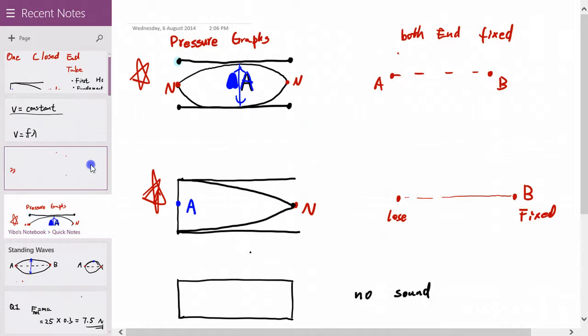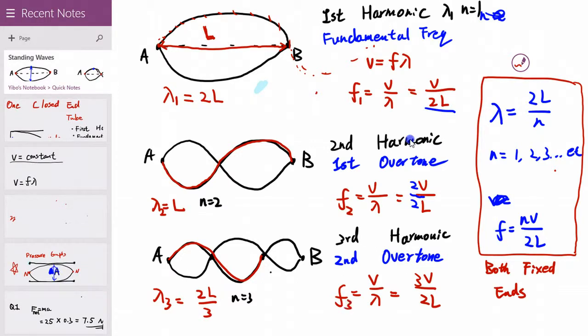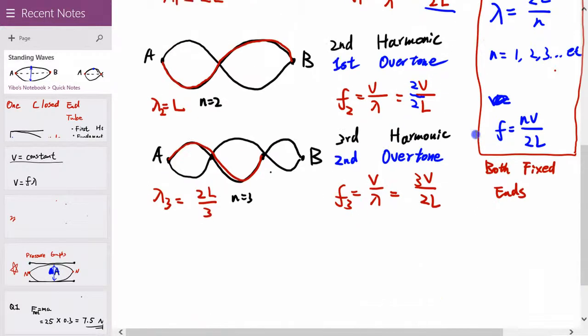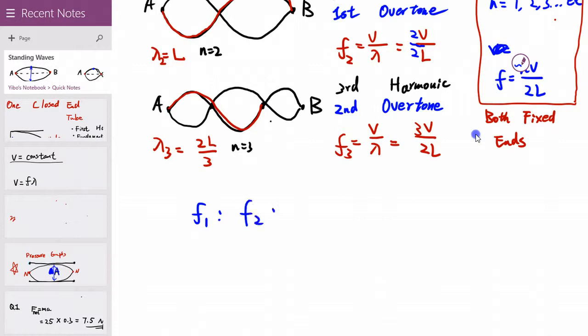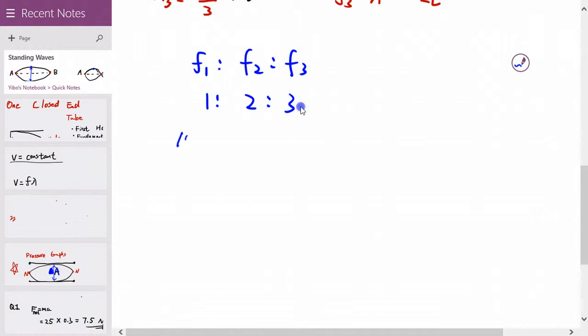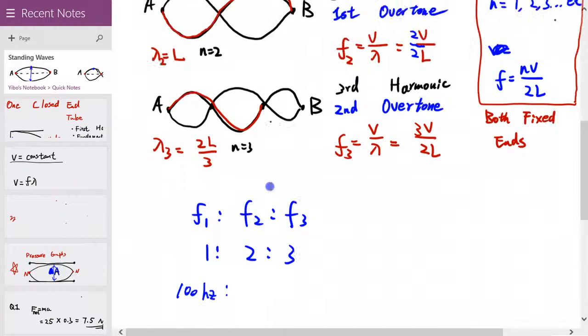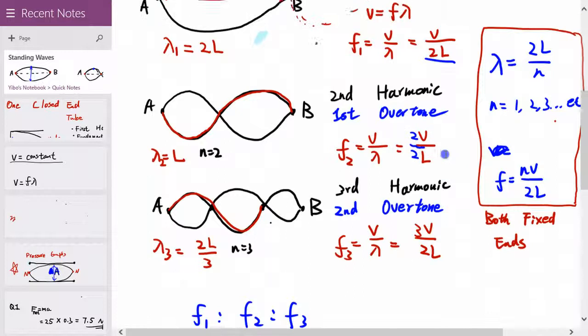Now, similarly, with a tube with both ends open, we have f1, f2, and f3. The ratio between the first harmonic, the second harmonic and the third harmonic will be 1 to 2 to 3. Let me just do an example for open-ended tubes. If I tell you the fundamental frequency is 100 hertz, the second harmonic must be 200 hertz, and the third harmonic must be 300 hertz. They just follow the ratio like this.